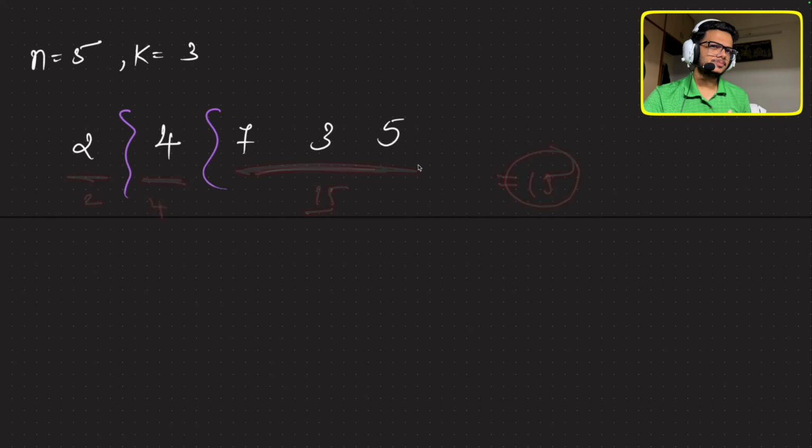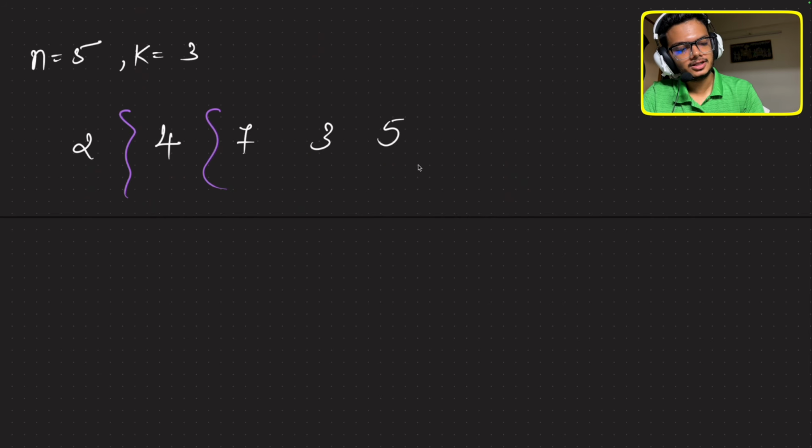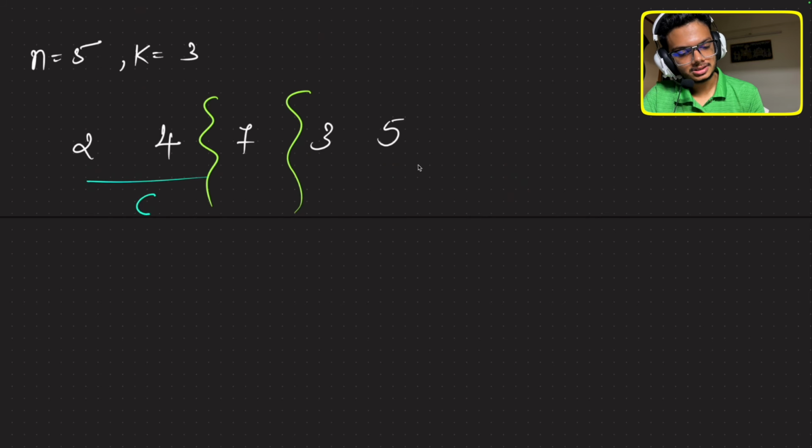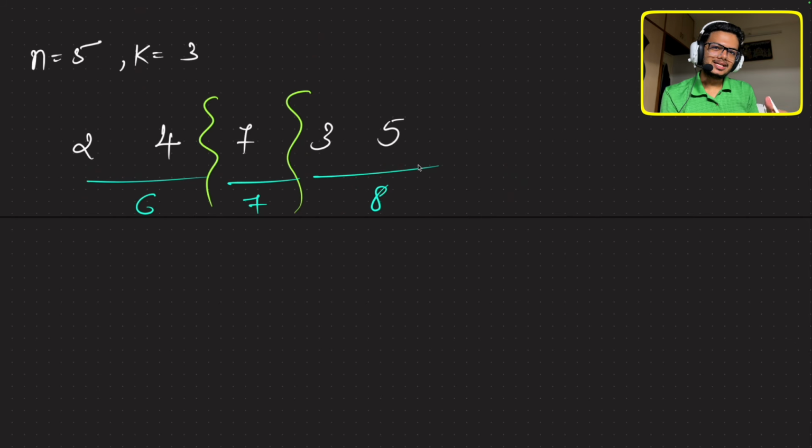Okay, but is there another split existing? Is there another split into 3 subarrays which yields a sum less than 15? Let's see. What if I divide the array into 3 parts like this? So here now the sum is 6, here now the sum is 7, and here now the sum is 8. So what is the max of Si here? Max of Si is 8. And this is indeed the optimal split.